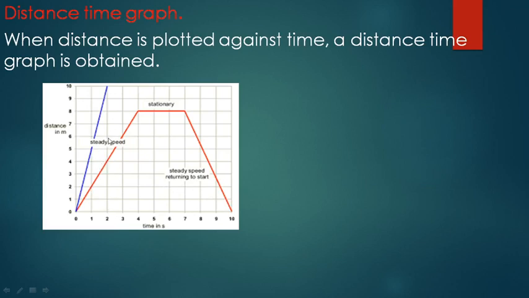Here we have a steady speed. The speed here is constant, steady. It is increasing steadily. And then here we have a constant speed. It went with a constant speed at this point. And then it started reducing the speed, returning to the start, the 0.